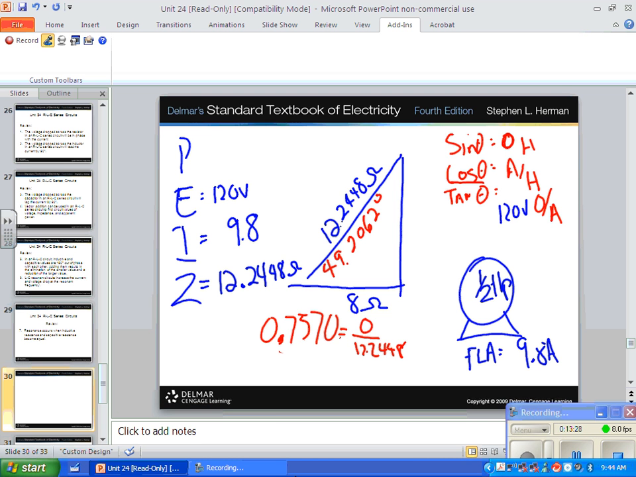So we multiply both sides by 12.2448. Then the 12.2448 over here will drop out. So we've got 0.75 and all that long number in here. We're going to hit multiply, and then 12.2448. Then we're going to get 9.